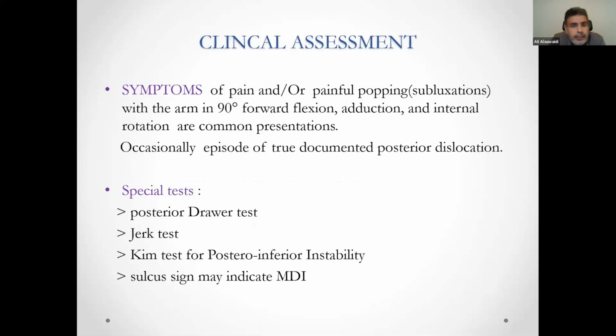So with regard to clinical assessment, what are the symptoms? Sometimes the symptoms are not like anterior instability. Often they come with pain or painful popping. That's what they say: the shoulder pops as I move my arm from back to front, often with the arm at about 90 degrees of forward flexion, adduction, and internal rotation.